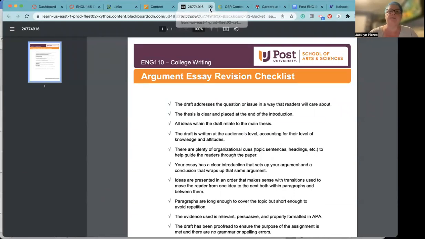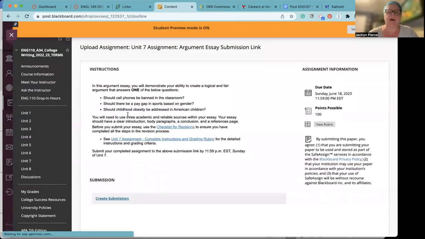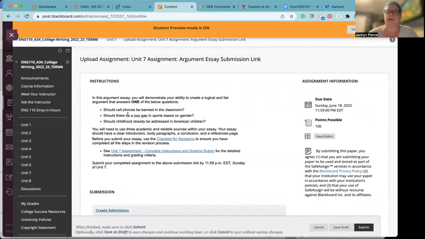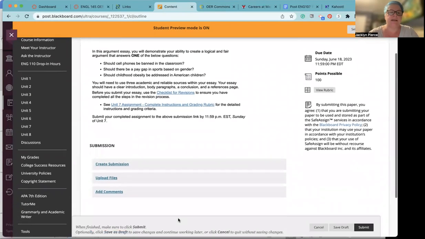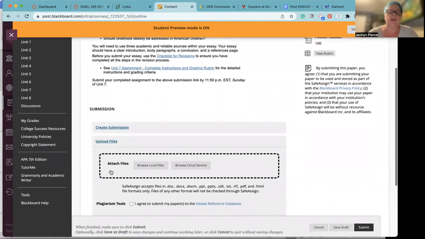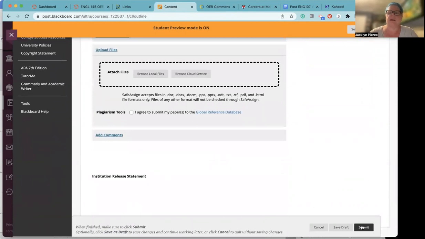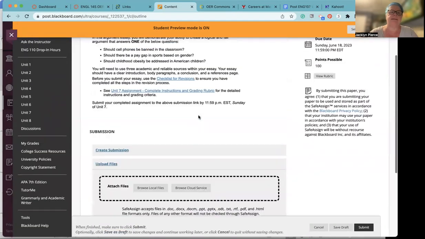When you are ready to submit it, this is one of those formal writing assignments. You absolutely must attach a document. You cannot just write this. You cannot click create submission and create it. You need to use the upload files. You need to browse the file, agree to submit your paper, and hit submit. All right. Okay, so let's take a look at a sample.